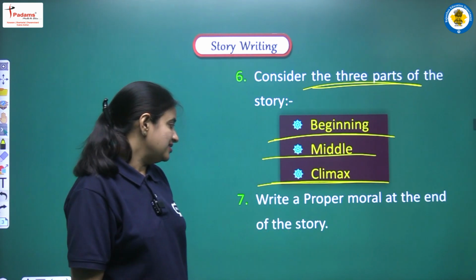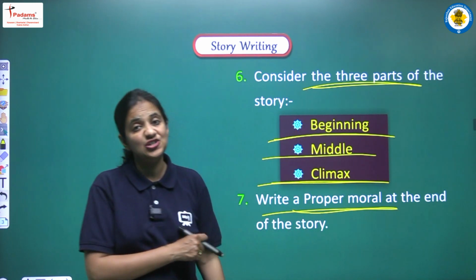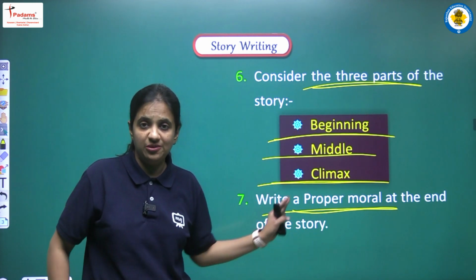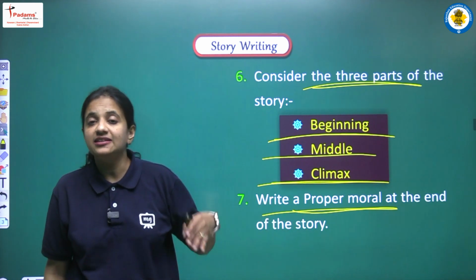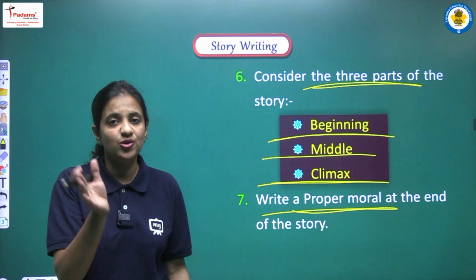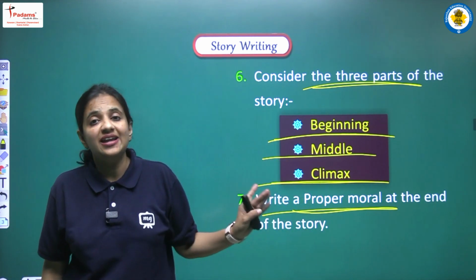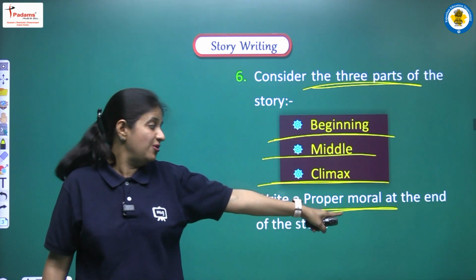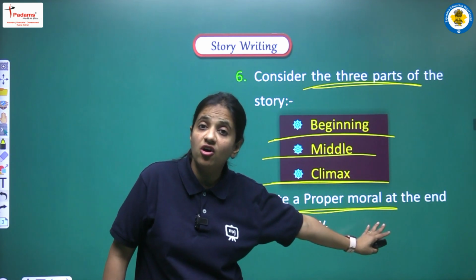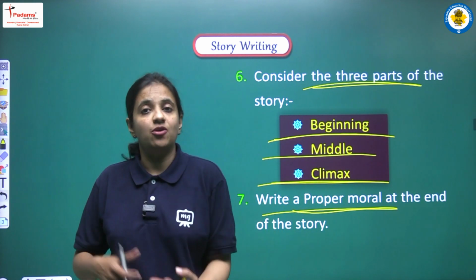Next is to write a proper moral at the end of the story. It's another important point, just like the title of the story. When we are starting our story, first of all we have to write the title. Similarly, when we have written the story, then at the end we have to write a proper moral also, because all stories are incomplete without a moral.